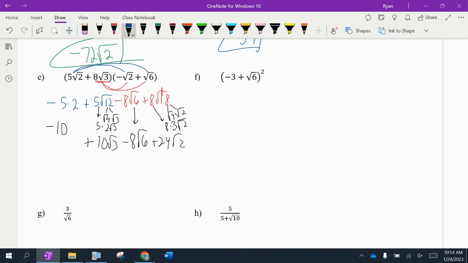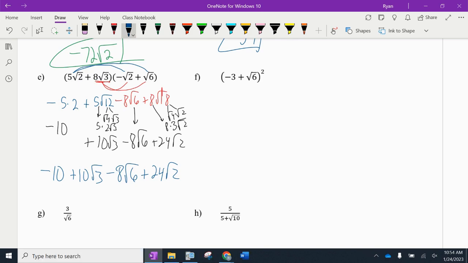So now to our answer. None of these have the like square root, so it's negative 10 plus 10 root 3 minus 8 root 6 plus 24 root 2. The order doesn't really matter. None of them can combine, so that's as good as it's going to get as far as simplifying that problem.